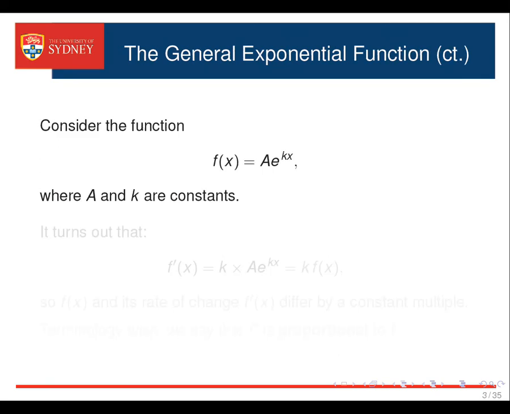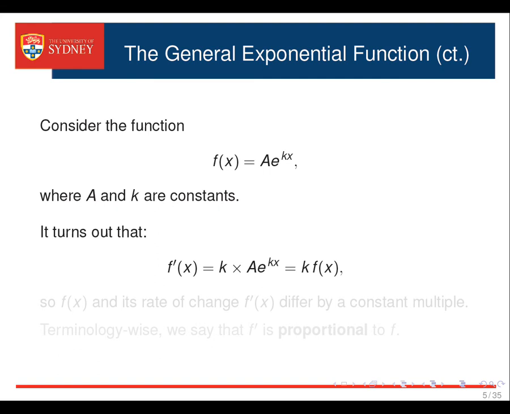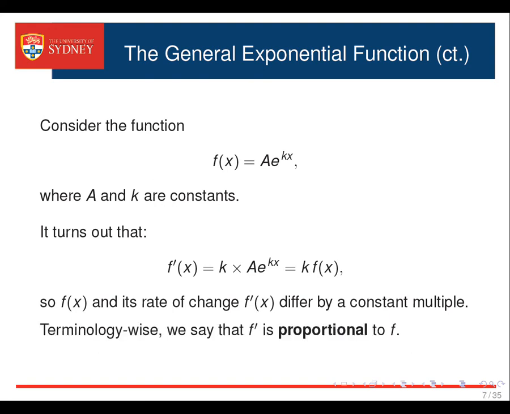Consider the following function f, where a and k are arbitrary constants. Differentiating f using a method we shall learn in day 10, we get the following. Notice that this equals k times the function f itself. Therefore, we have shown that f and its derivative f' differ by a constant multiple k. In other words, the derivative of f is equal to itself multiplied by a constant. Terminology-wise, we say that f' is proportional to f.